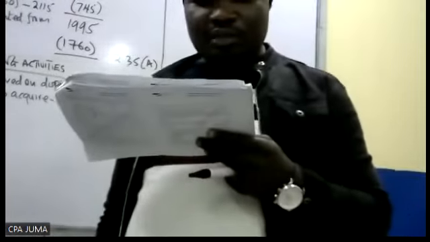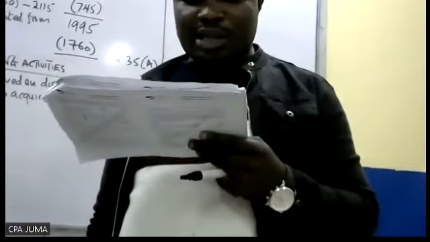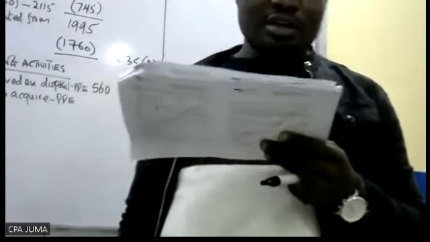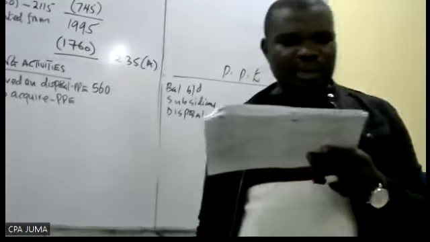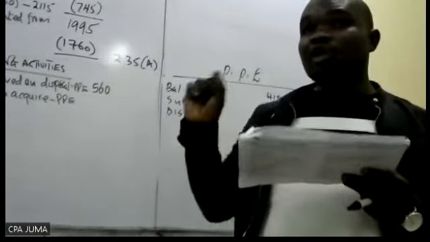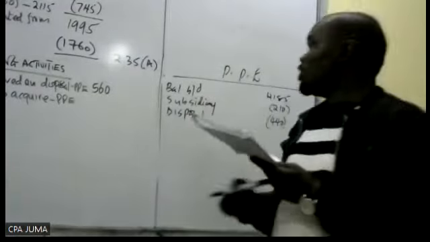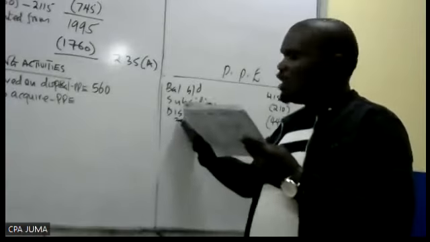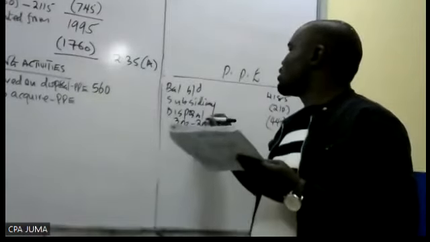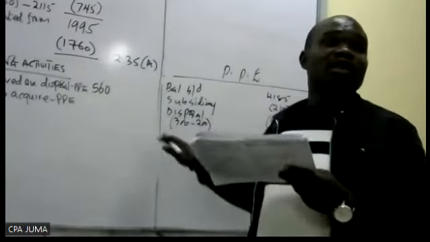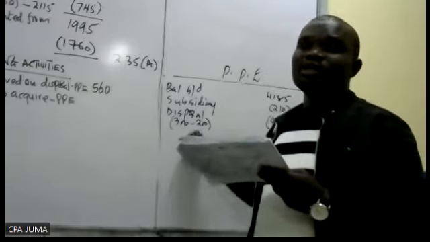Under equity, revaluation surplus, in brackets PPE and financial assets. I only want it for PPE. So revaluation will be 300 minus what? 200. So that's the revaluation surplus, the increase.